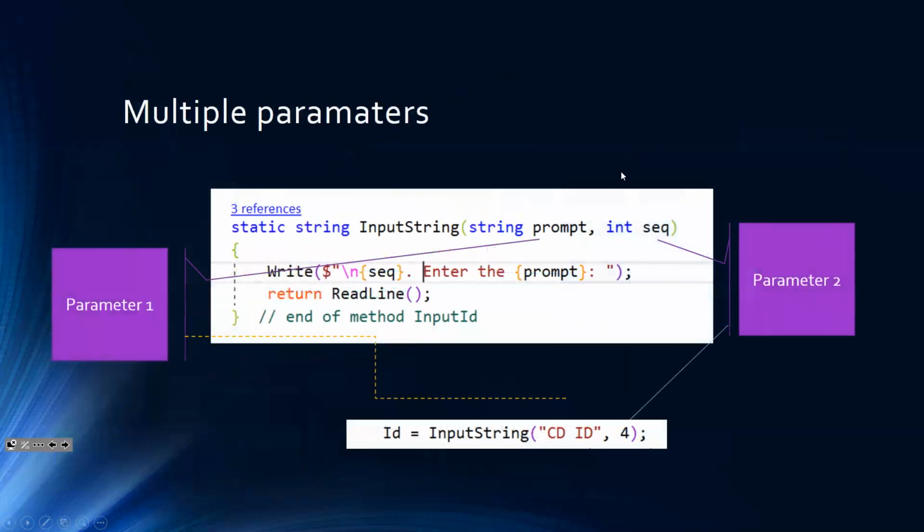Now, if we have multiple parameters that we want to pass to something, we're going to have a comma separating those parameters within our parameter list. So we could have a string and an integer that are both required as parameters for this method. When we pass those in to the method, again, we're going to specify a comma to separate them.